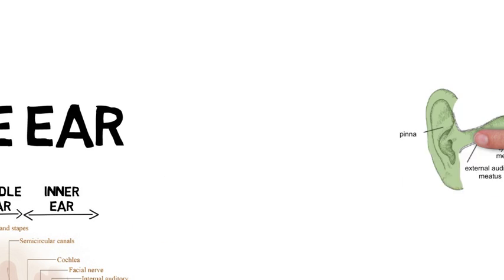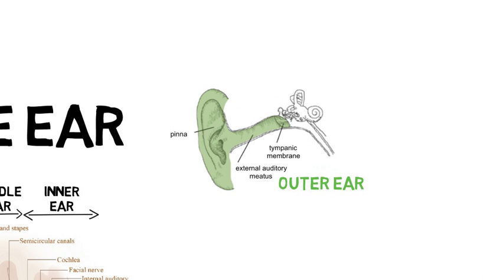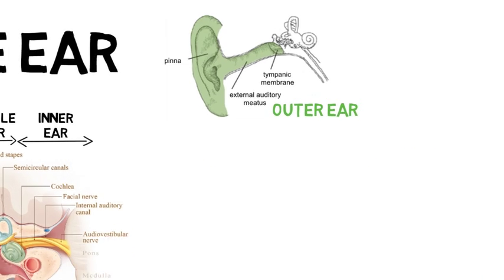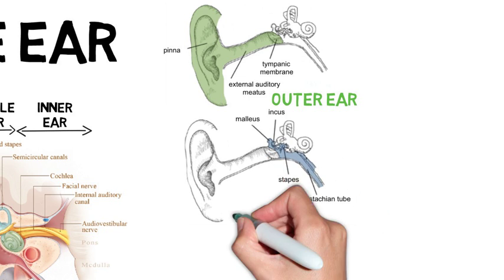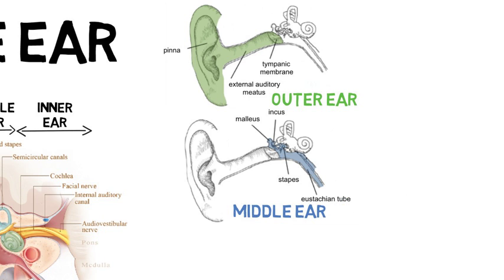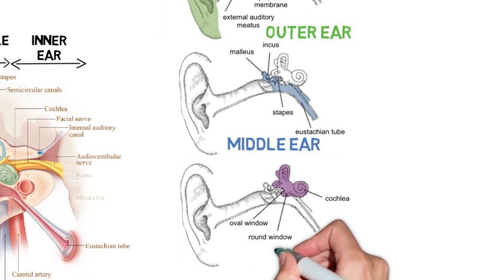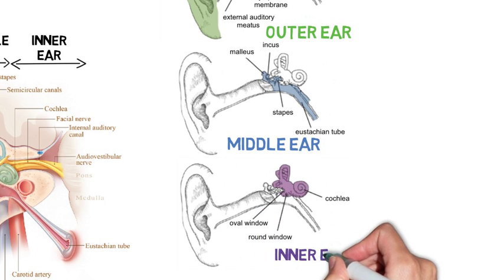The ear has three main components: the outer ear, middle ear, and inner ear. The outer ear includes the pinna, the external auditory meatus, and the tympanic membrane. The middle ear is the portion of the ear internal to the eardrum and external to the oval window, and includes three tiny bones known as the ossicles: the malleus, incus, and stapes. The inner ear includes the oval and round windows, the cochlea and auditory nerve, as well as the vestibular system.